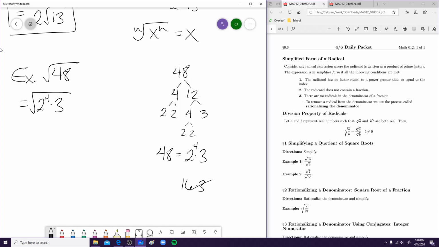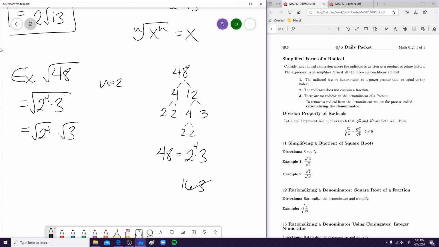So now let's use this. When I look at this, since there's no index showing, our index is 2. If we have a power that is 2 or greater, then we have to simplify it. Over here is 2 to the 4th, so that definitely needs to be simplified. And then 3 to the 1st, 1 is less than 2, so 3 is as simplified as it's going to get.